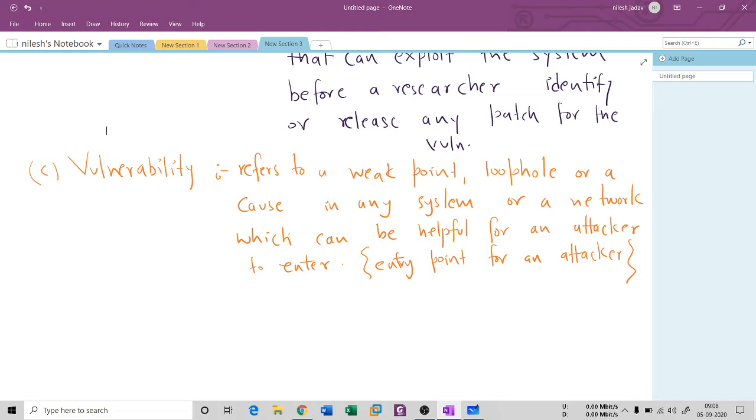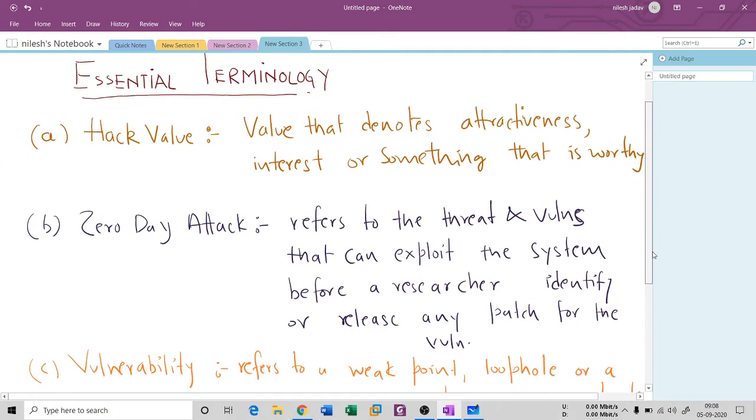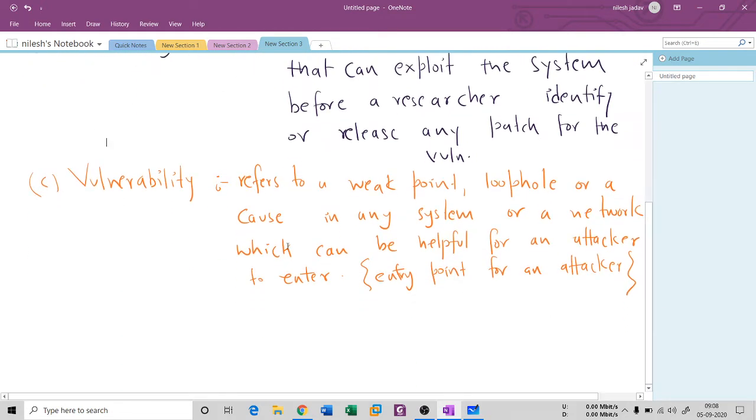We were discussing essential terminologies of cybersecurity. We had seen these three definitions: hack value, zero day attack and vulnerability. Let's understand three more definitions in this session and cover up this whole thing.